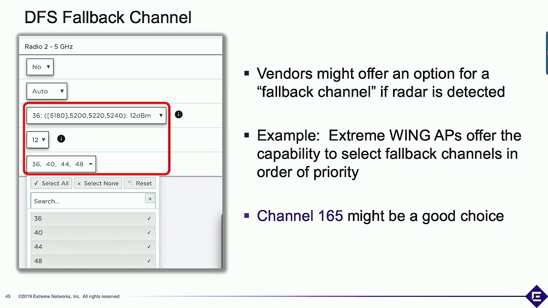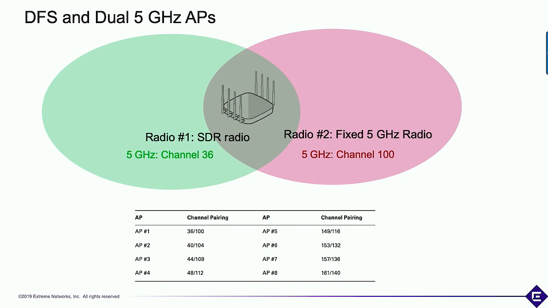A good one would be channel 165, because a lot of people don't use channel 165 in their channel plan, and then it wouldn't affect a lot of your other nearby APs. So at least having the ability to do this is kind of nice.